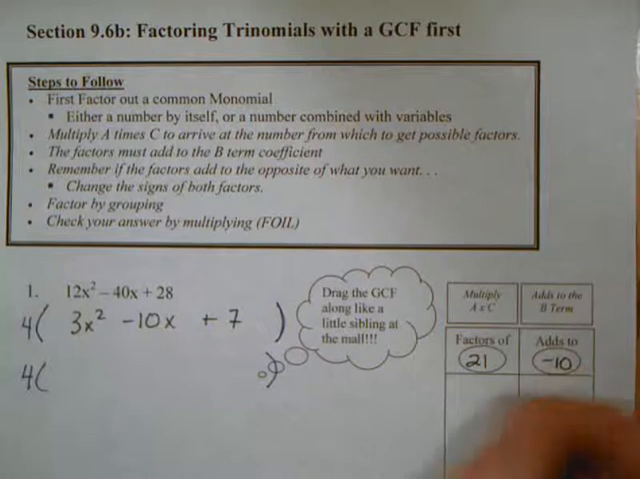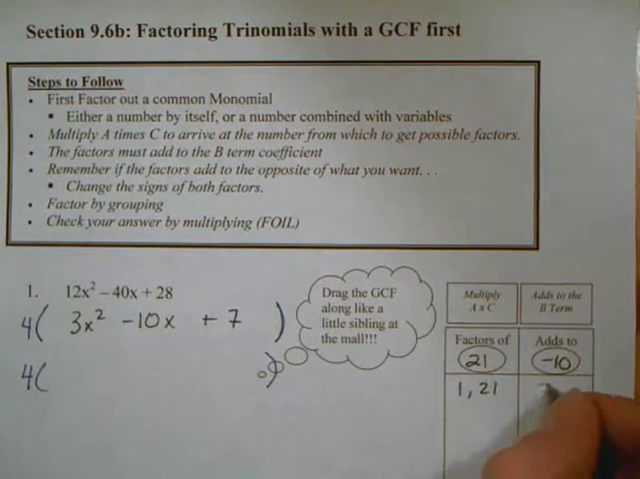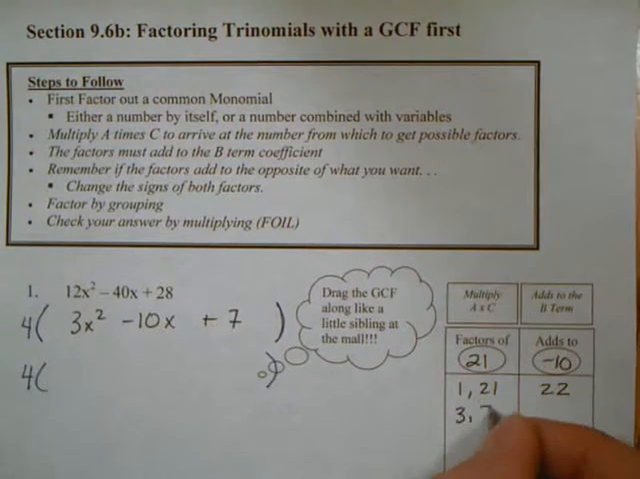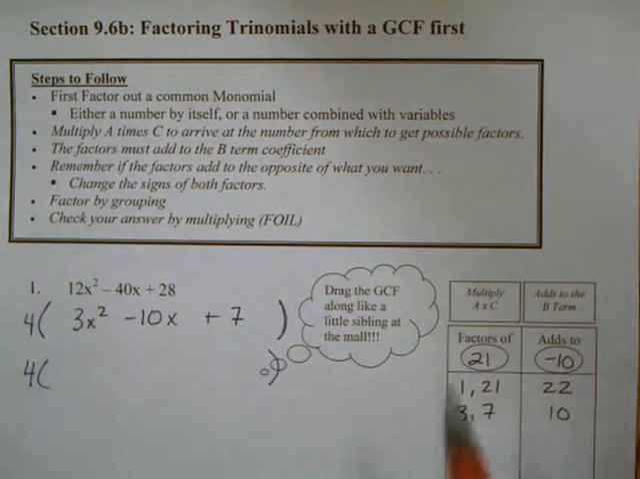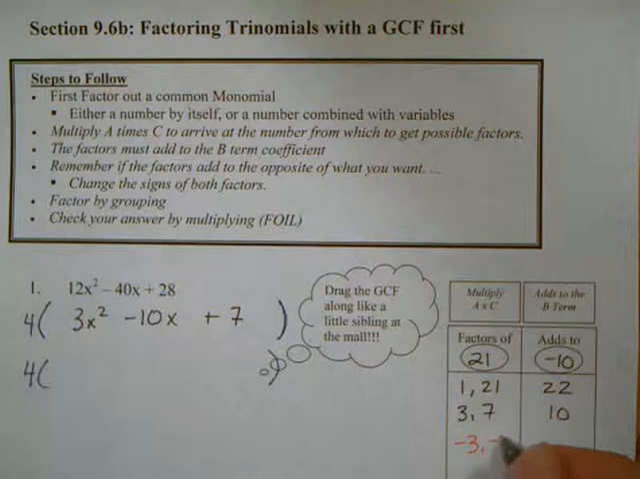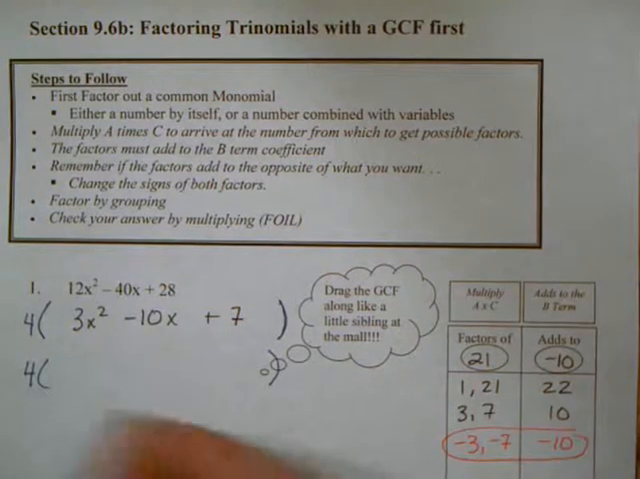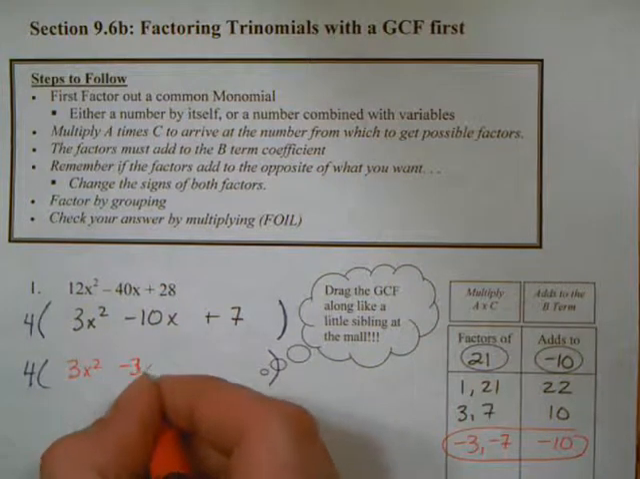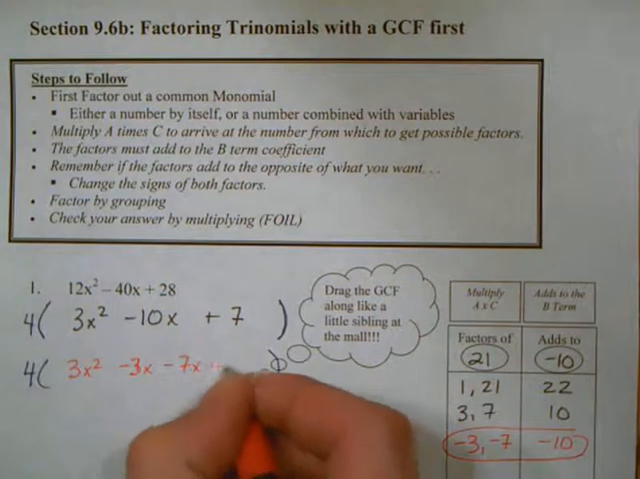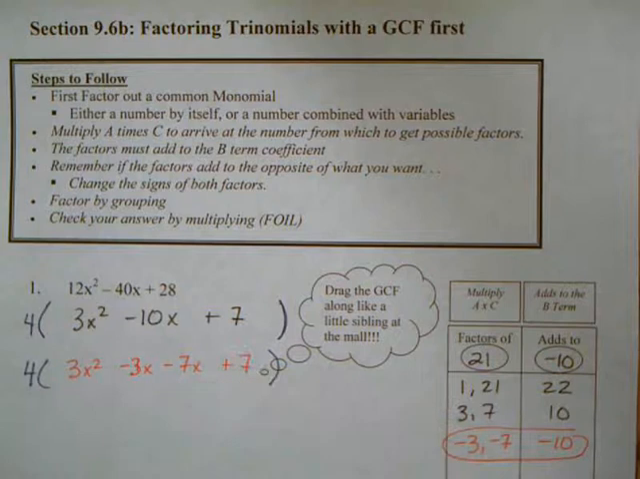3 times 7 is 21. This is a great review of what we've done before. We can move through this very quickly now. The numbers we want are 3 and 7. That's the opposite of what we need, so we switch to negative 3 and negative 7, and that's negative 10. We replace our 10x in the middle with negative 3x and a negative 7x.